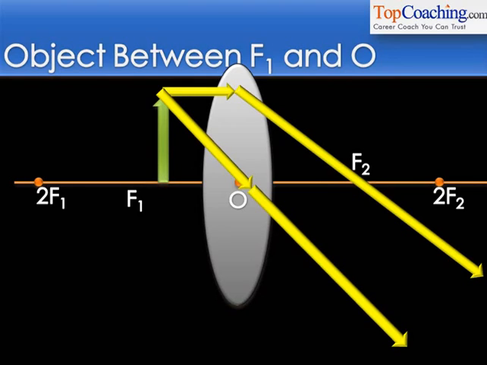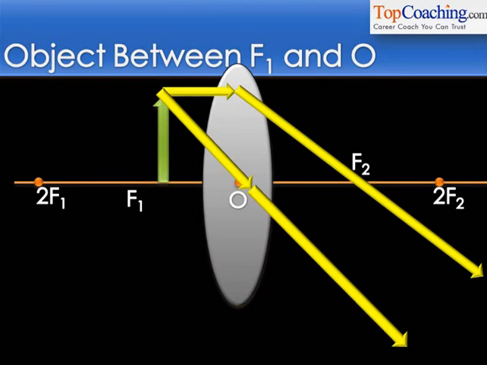Quite fascinating. In this case, the rays are actually diverging. You see, in all other cases, the rays were moving towards each other after refraction. So they were meeting at some point. In this case, the rays are moving away from each other. Obviously, they will never meet, isn't it? And so a real image is not formed in this case.